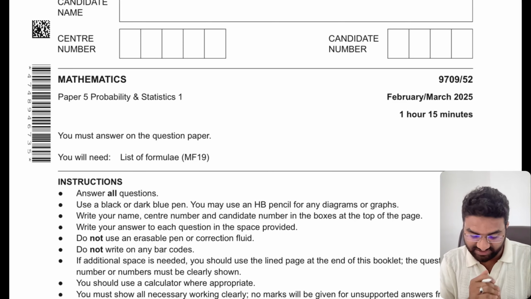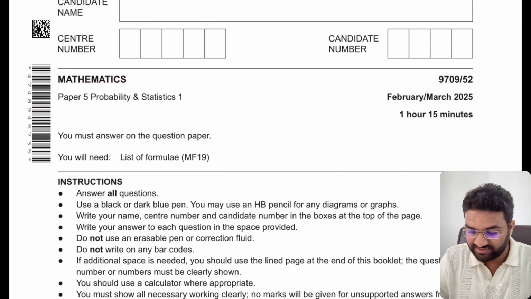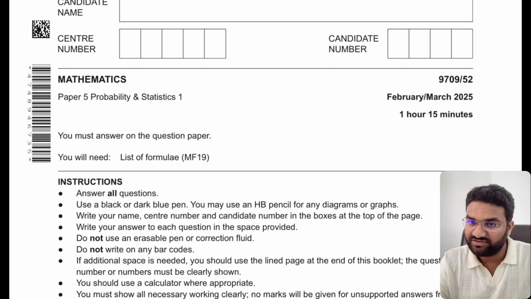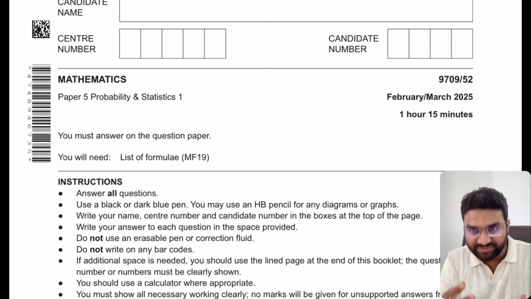So today we have to discuss AS and A-level paper 5, Probability and Statistics 1, February/March 2025 question. This question is about probability, expectation, and variance. It is a structured question, so we will discuss it with in-depth concepts as well.